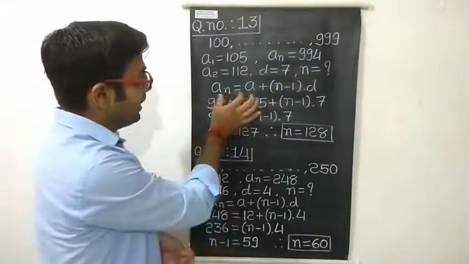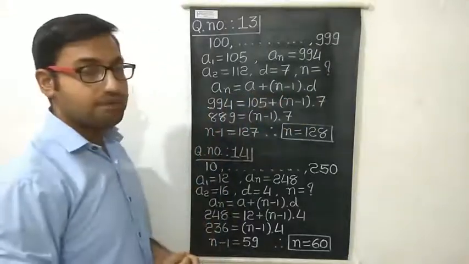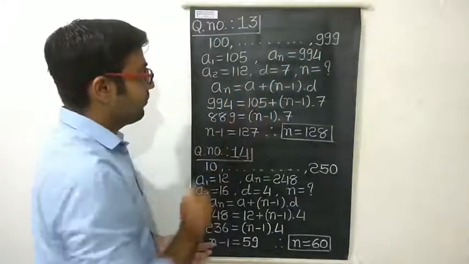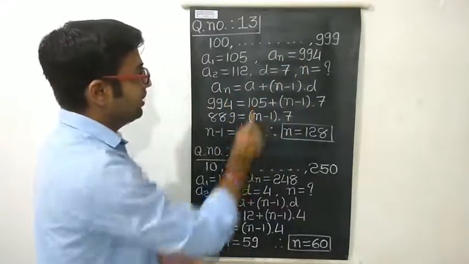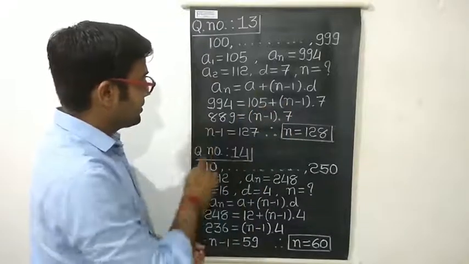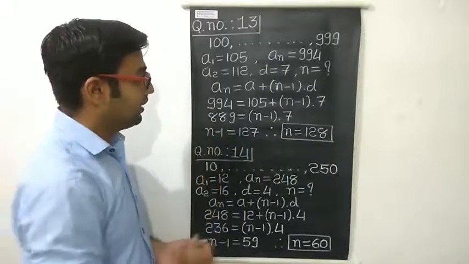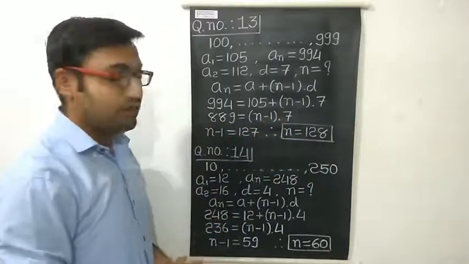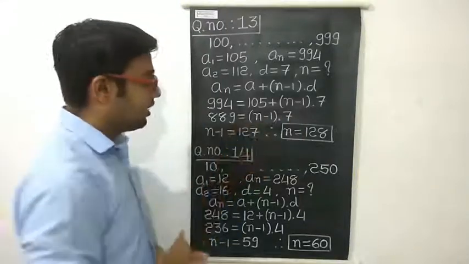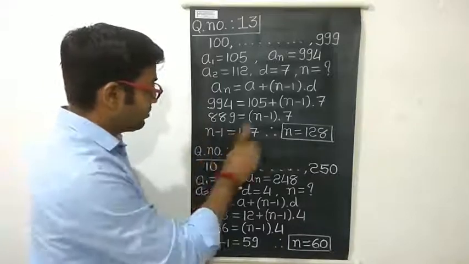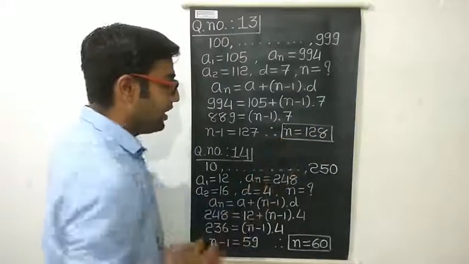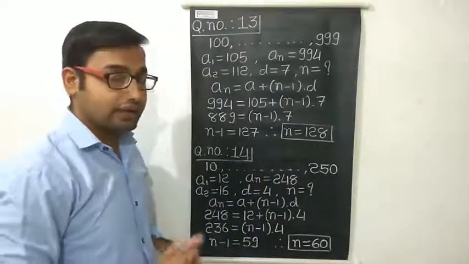Okay, use this formula: an is equal to a plus (n minus 1) into d. We have the value of an, that is 994. a is 105, plus (n minus 1), and d is 7. Now take this 105 to the left-hand side. We will get 889, and on the right-hand side (n minus 1) into 7 will remain as it is. Now by dividing by 7 on this side, we will get 127. So n minus 1 is equal to 127. By taking 1 to the right-hand side, we get n is equal to 128.